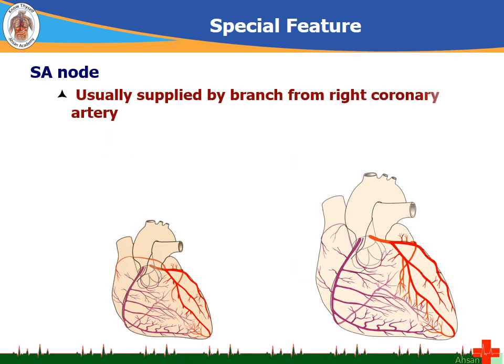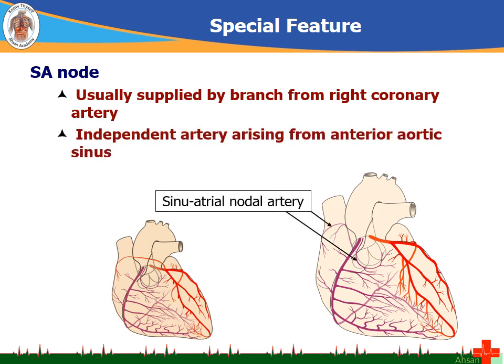The SA node is usually supplied by the right coronary artery, which is distributed directly to the SA node area. But in some cases, the SA node may be supplied by an independent artery arising from the anterior aortic sinus by the site of origin of the right coronary artery, and rarely it is supplied by an artery directly from the left coronary artery.